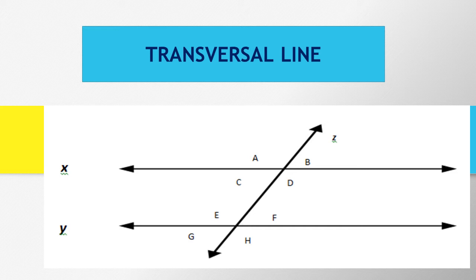Alternate interior angles are formed inside after being cut by a transversal line in an opposite direction, while alternate exterior angles are formed outside after being cut by a transversal line in an opposite direction. Lastly, corresponding angles are angles that consist of one interior angle and one exterior angle.